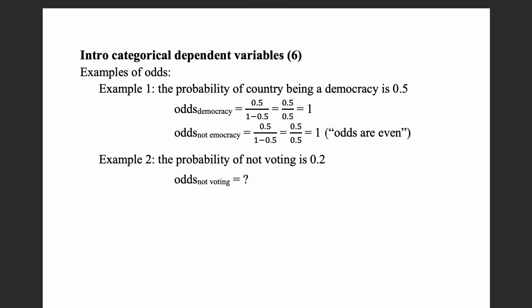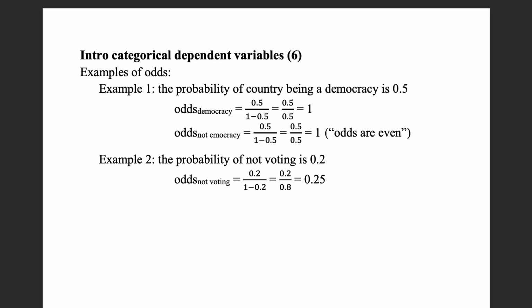Let's say we know that the probability of not voting, be very careful, the probability of not voting is 0.2. Given that we know this, what do we know about the odds of not voting? How do we calculate the odds of not voting? Again, stop and think for yourself first, before you hit play again. Yes, well, fill in the formula. We know that the probability of not voting is 0.2. So how do we calculate the odds of not voting?